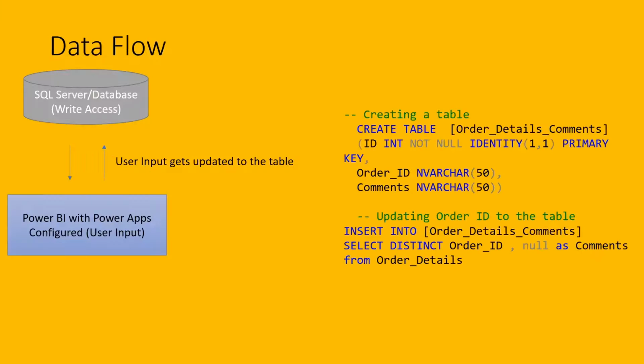So I have the diagram here. You can see we have the SQL Server database with write access, and the data is fed into Power BI, and then using Power Apps, we write it back to the SQL Server database or table. And then I have just pasted the syntax here, which we'll be using in our exercise today to create a table and update the table with some records. Having said that, now let's quickly head to Power BI.